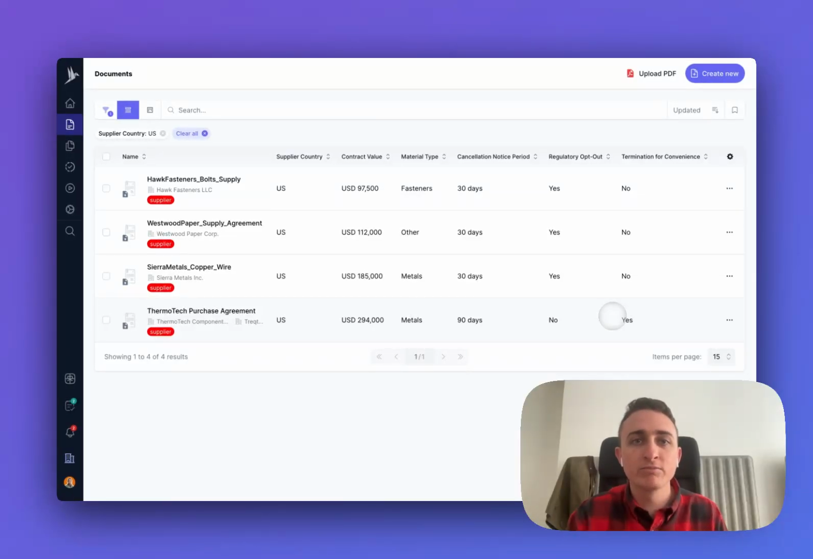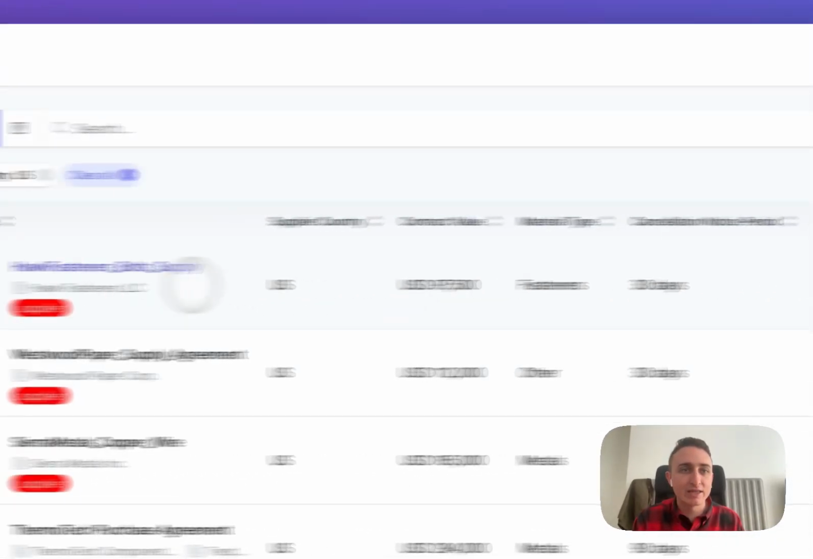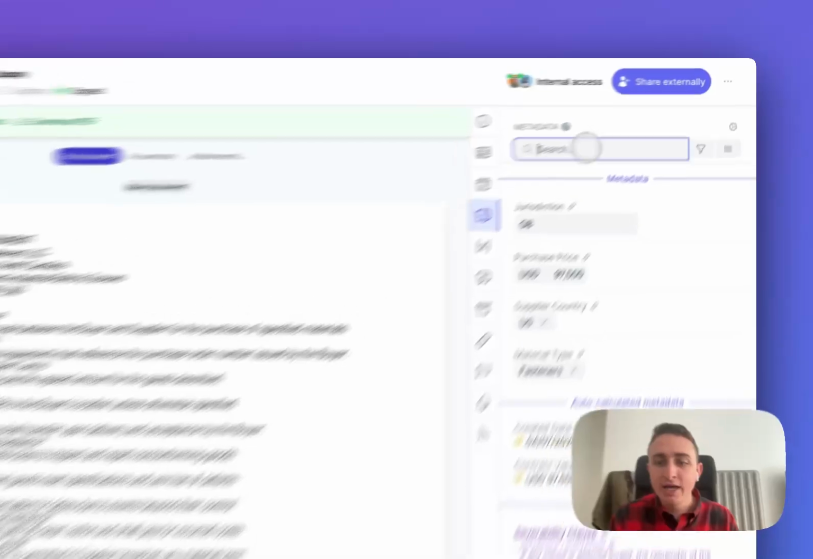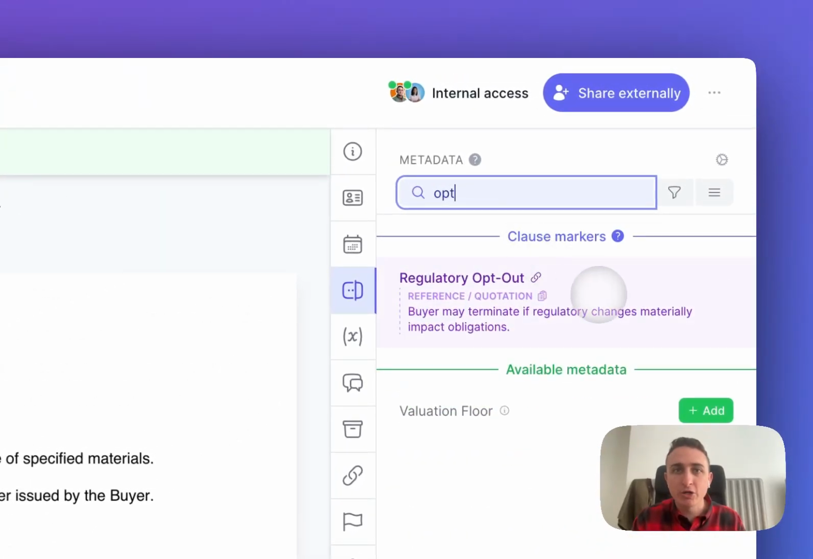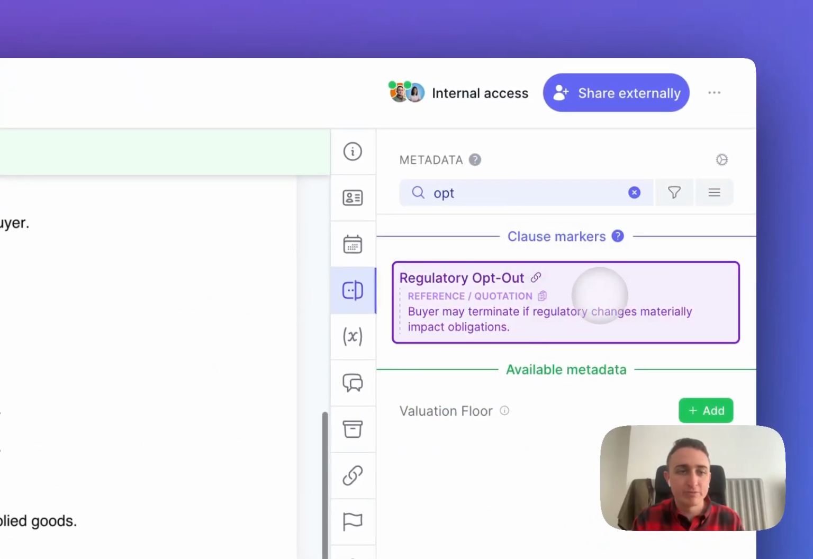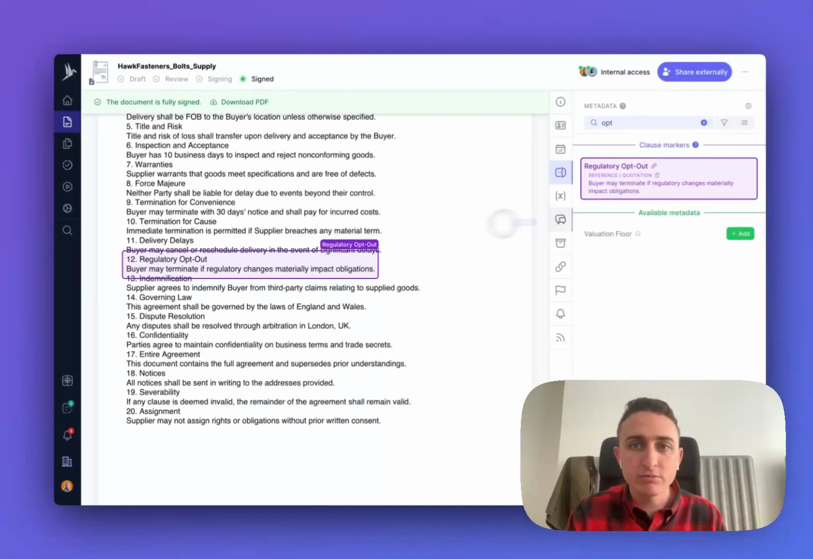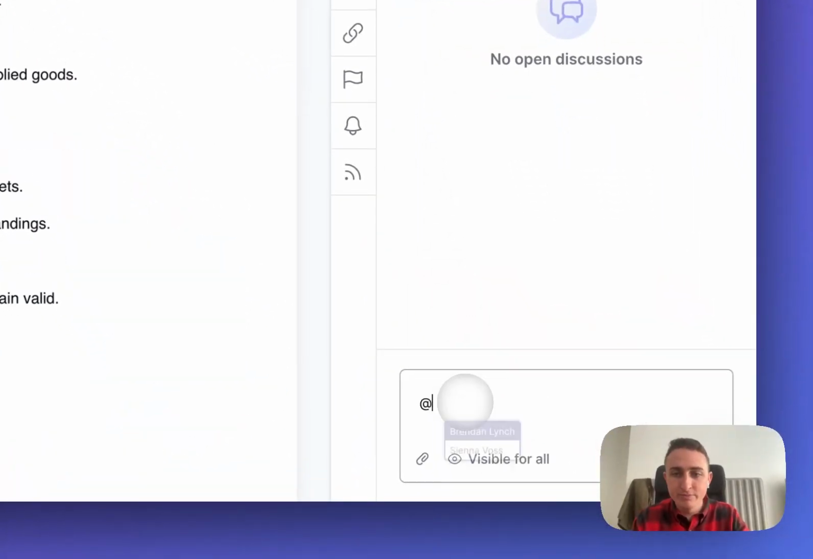But what if I need to know more? Let's look at one of these suppliers with a regulatory opt-out and have a look at the language there. If I open up the text and I search, fynk's clause marker brings us directly to the term. But there's a little bit of ambiguity. So to get clarification, I'll ask my colleague in legal.